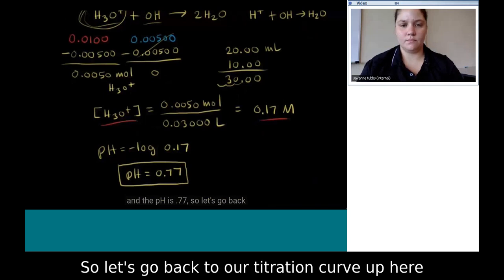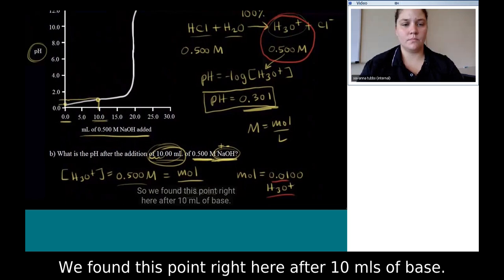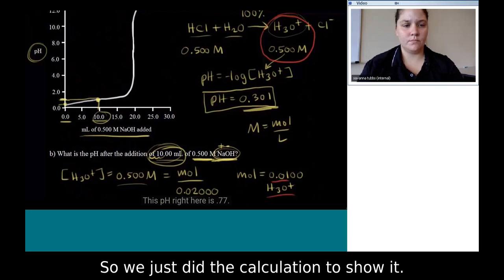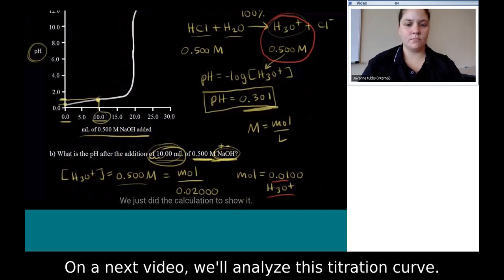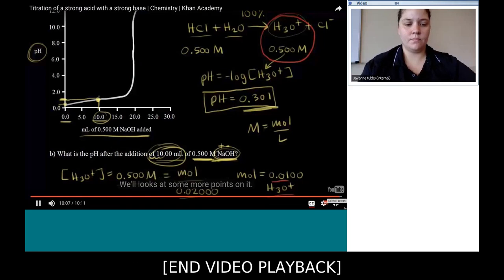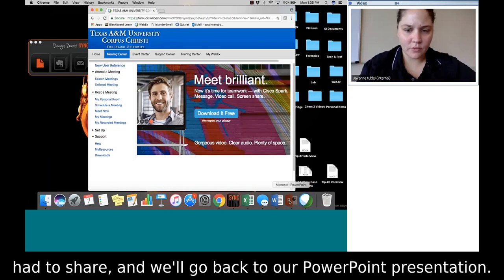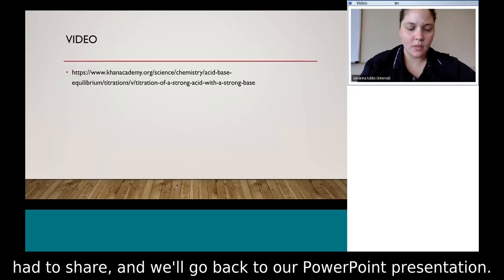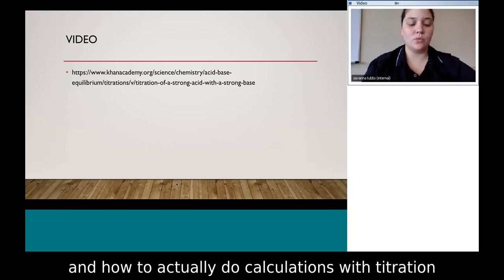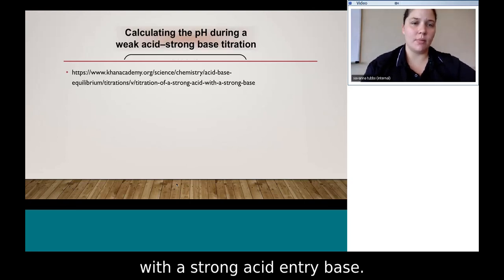So let's go back to our titration curve up here and find that point we talked about earlier. So we found this point right here after 10 mLs of base. This pH right here is 0.77. All right, so we just did the calculation to show it. On the next video, we'll analyze this titration curve. We'll look at some more points on it. So that's going to wrap up the video that we had to share, and we'll go back to our PowerPoint presentation. And so hopefully that made titration curves and how to actually do calculations with titration curves a little bit easier when you're dealing with a strong acid and a strong base.